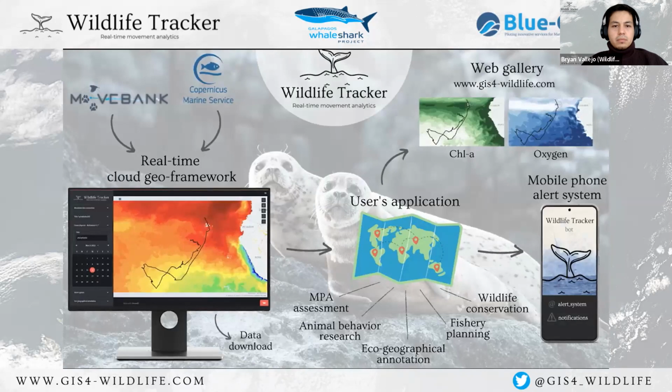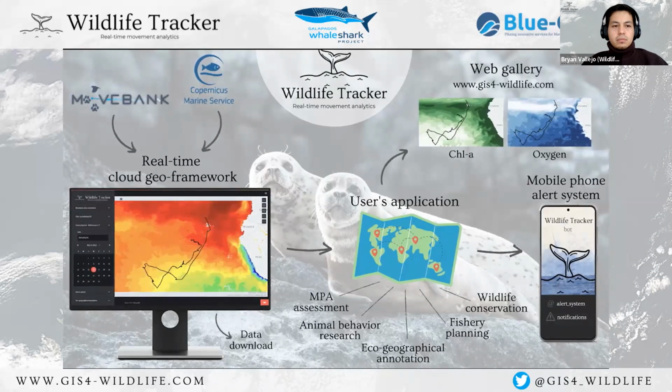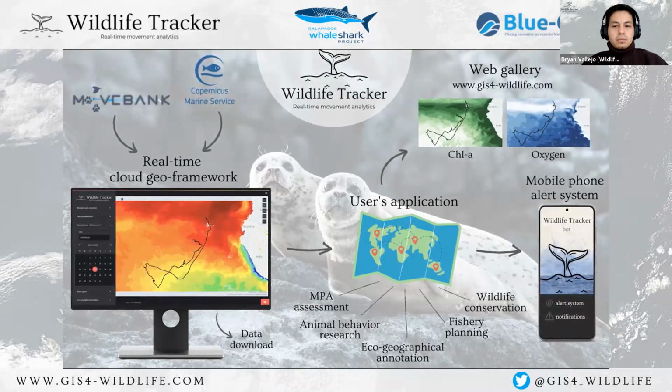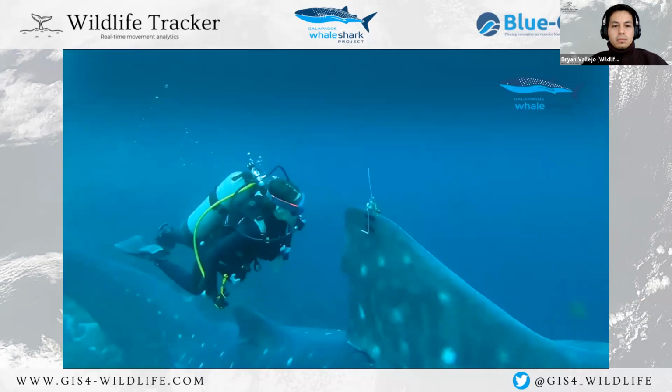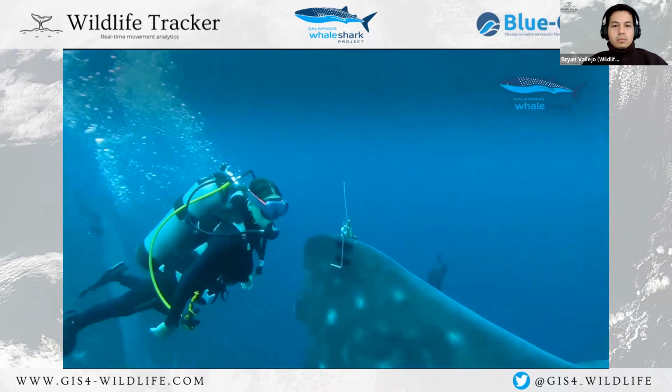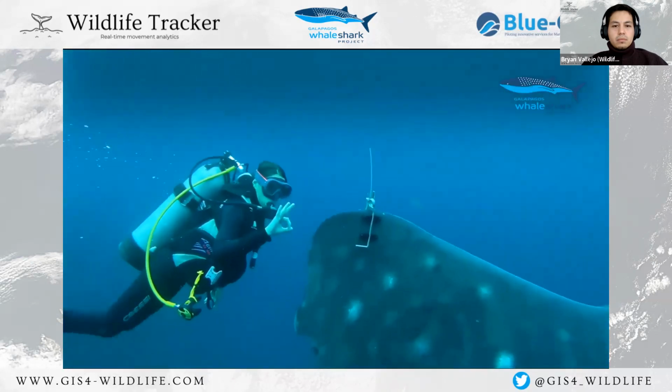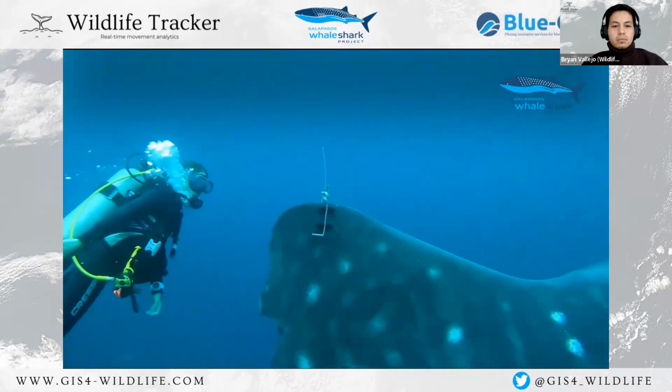The system is designed to work globally and can be accessed with personal credentials. The applications are focused on marine spatial planning, wildlife conservation, research, and fishery planning. Users can access and download the ecogeographical layers and create online and interactive map galleries. Be part of this inspiring project and help us to protect marine wildlife and pristine ecosystems.